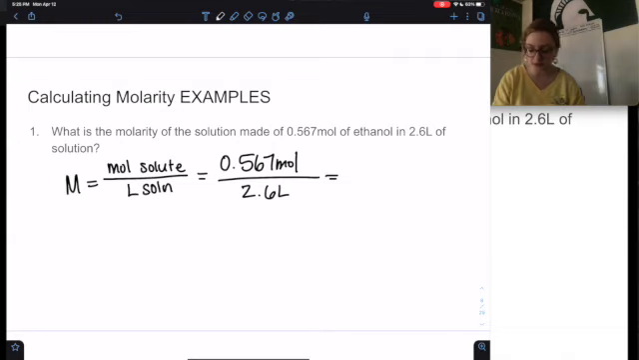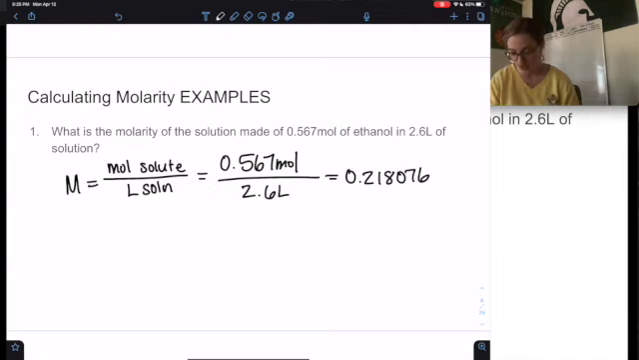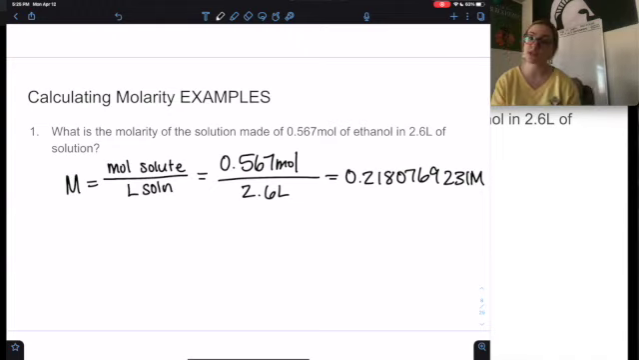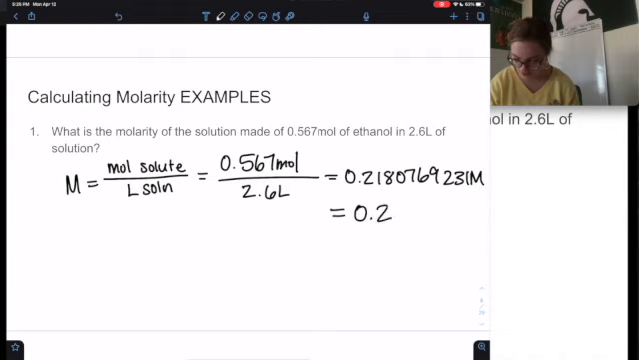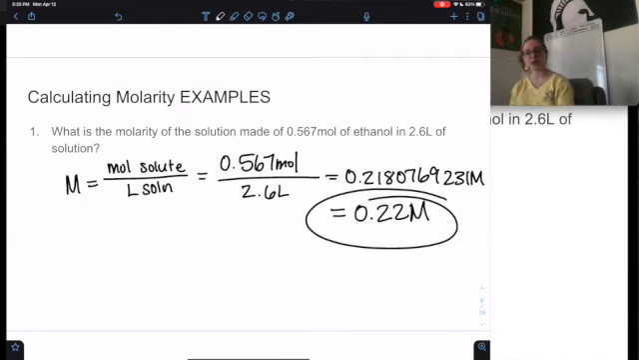If I go ahead and type this into my calculator, I get 0.21807692331 molar. And from there, it looks like in our problem we have 3 sig figs from 0.567 moles and 2 sig figs from 2.6 liters. So that means my answer should be in 2 sig figs. So I'm going to record my answer as 0.22 molar. If we ever see that M as a unit, we call it molar, and it's always a capital M if we want it to mean molar.